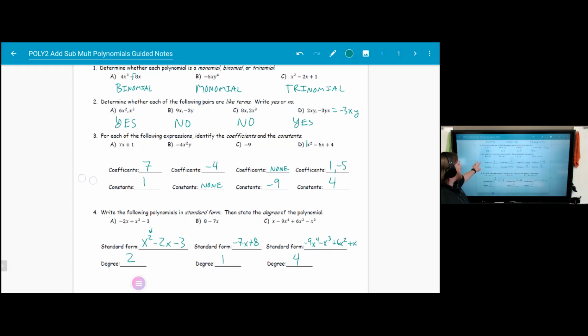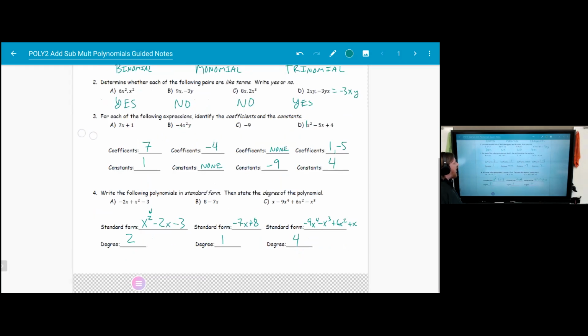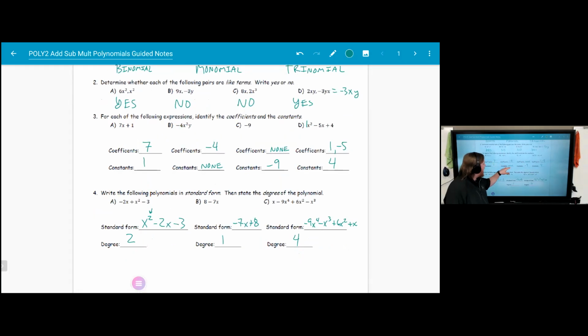For each of the following expressions, we had coefficients and constants. For B, we didn't have any constants because there's no just plain numbers. And our coefficient to our variables here are -4. For C, there were no variables, so there's no coefficients. Our constant is -9.